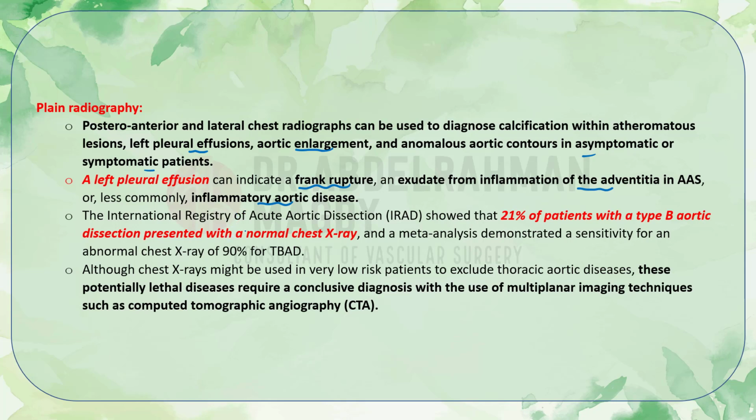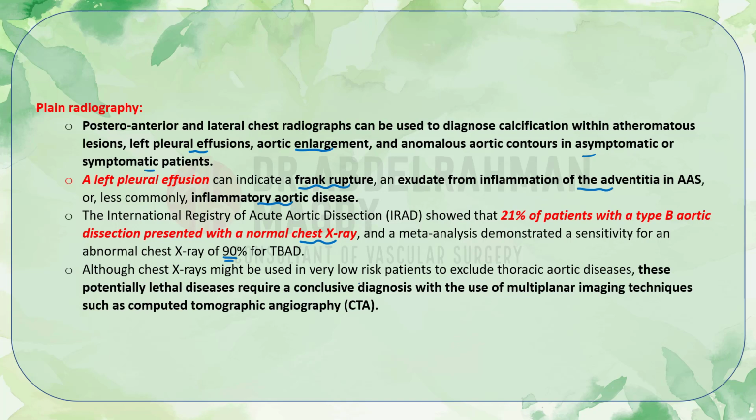The International Registry of Acute Aortic Dissection, the IRAD, showed that 21% of patients with a type B aortic dissection presented with a normal chest X-ray. So we cannot depend on chest X-ray on all occasions. And the meta-analysis demonstrated a sensitivity for an abnormal chest X-ray of 90%. So if there is an abnormal chest X-ray in the aortic region, there is a problem. But if there is a normal chest X-ray, you can miss the diagnosis of a thoracic aortic disease.